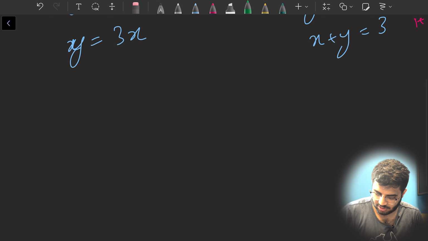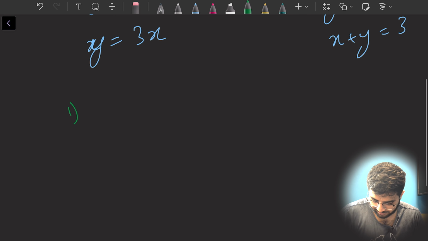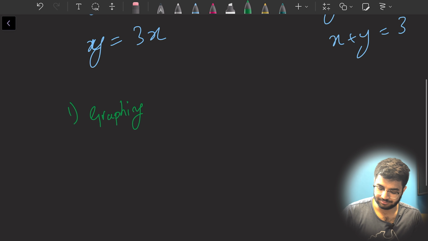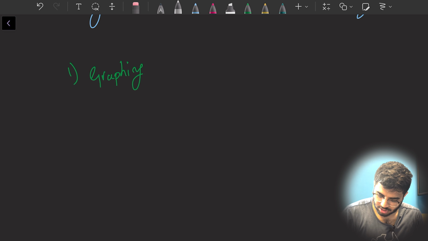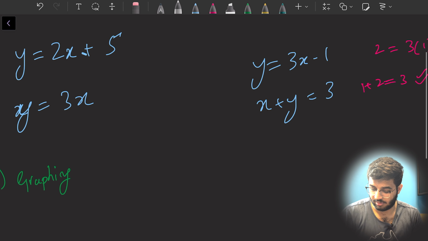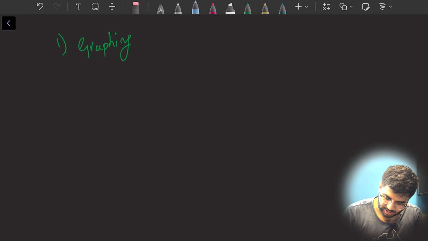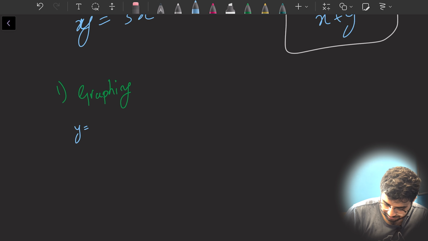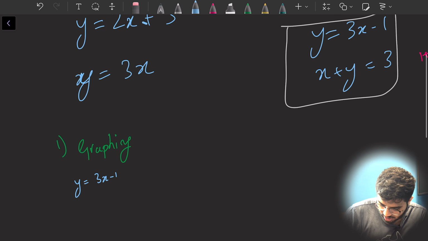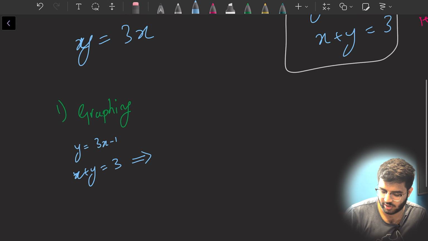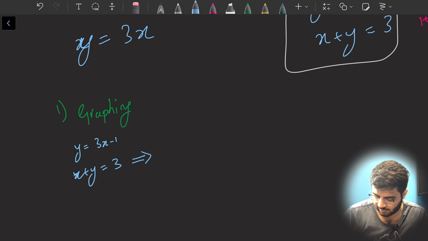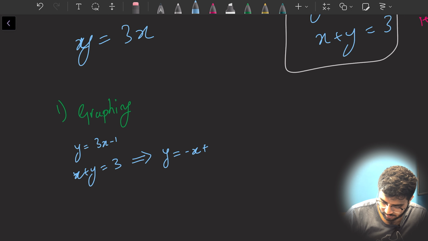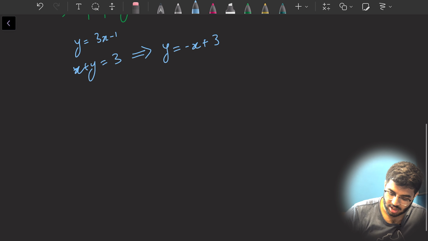So the first main method you can use is called graphing. All right, and as the name suggests, you just graph the functions. So if I had, for example, this same equation here, what I'm going to do is get these functions and write them out just so they're closer to us. Okay, 3x take 1 and x plus y is equal to 3. What I'm going to do further is just rewrite this in the slope-intercept form, just because it makes it a bit easier to graph. Okay, so now we have our two functions. We're going to go ahead and graph them.